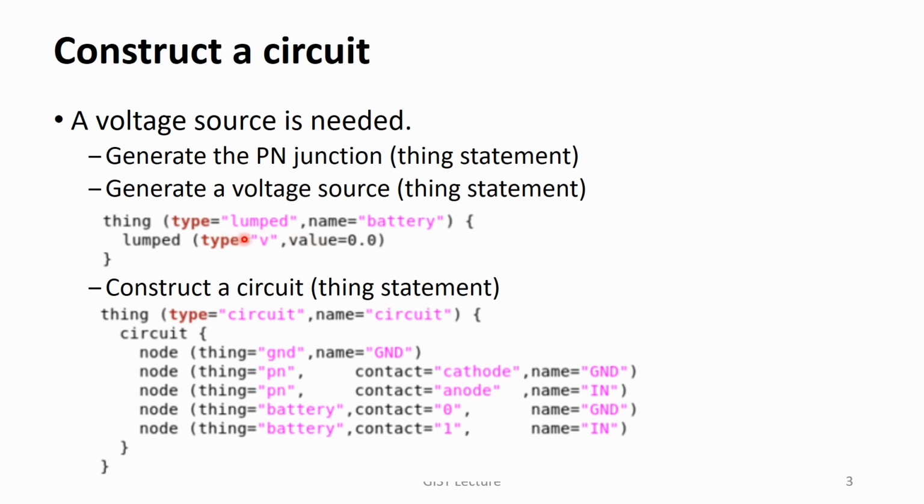The lumped type thin object is for a voltage source. By setting its value to 0, we start from the zero bias condition. In order to construct a circuit, each terminal of a circuit element is connected to a circuit node.